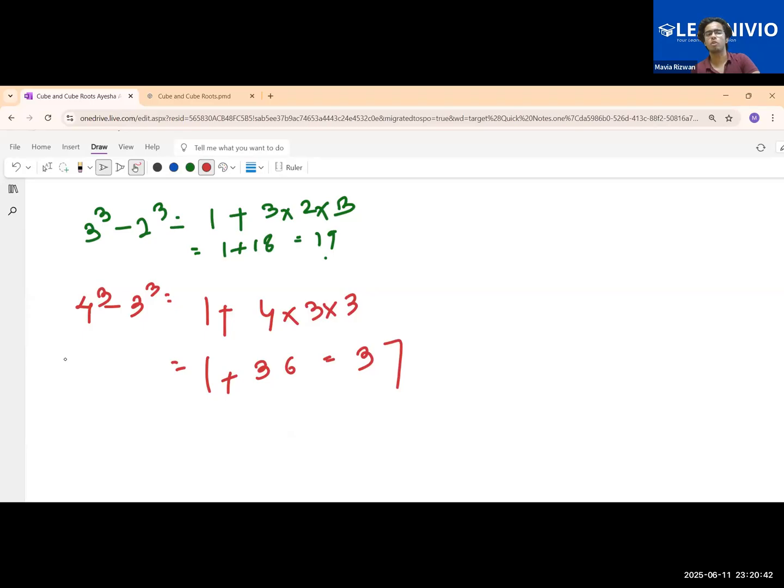You can also confirm it. 4 cube is 64, minus this, 27. So if you subtract them, now I understood. Now is this clear?